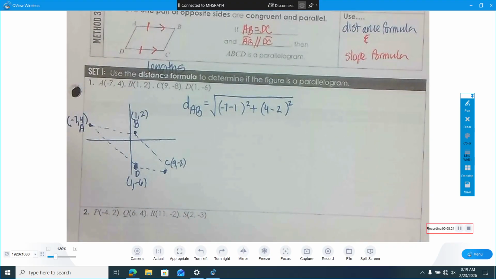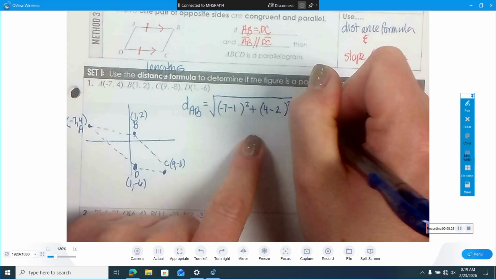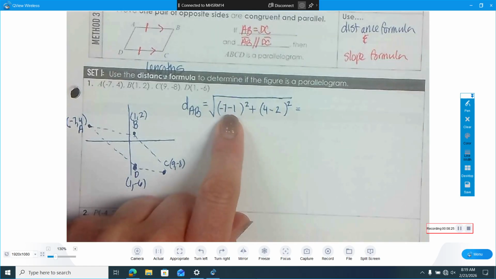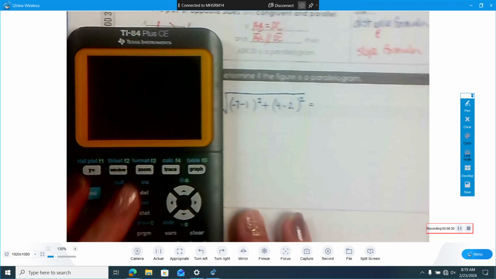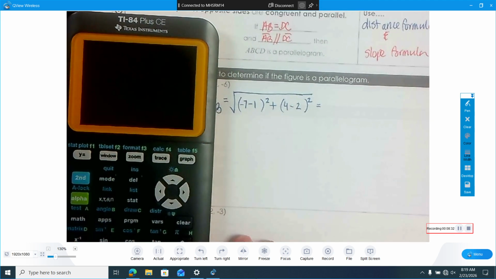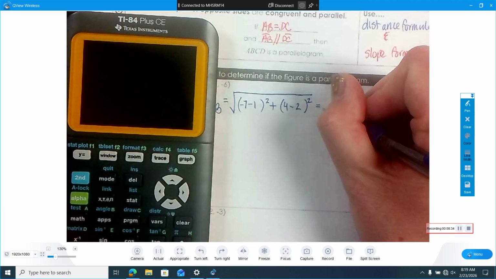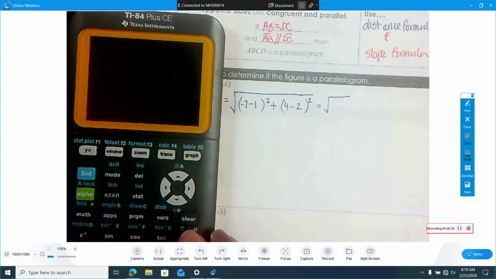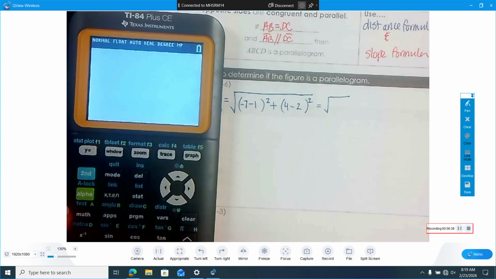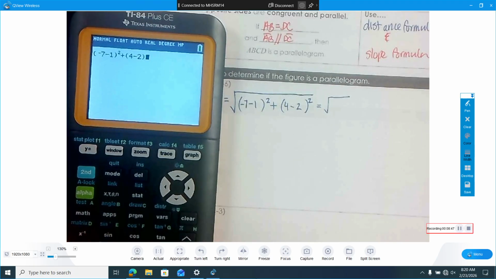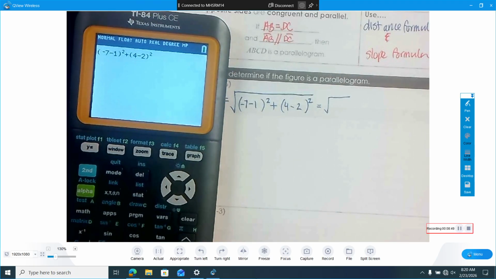Are you with me? Yeah? Okay. So we can clean that up. In fact, you know what you can do? I'm going to leave the radical, but I can do everything under the radical in my calculator, all in one step. So just under the radical here, -7 minus 1 squared plus 4 minus 2 squared. So I'm just under the radical.